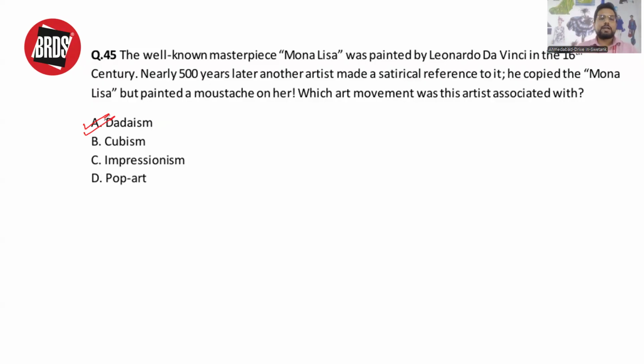Dadaism is more like a sarcastic representation of something. Cubism, we all know Pablo Picasso is very famous for the Cubism art form. Impressionism is, you can say, a post art form of realism. And pop art, we know about that one. So if you know the difference between these art forms, definitely you can give the answer as option A.